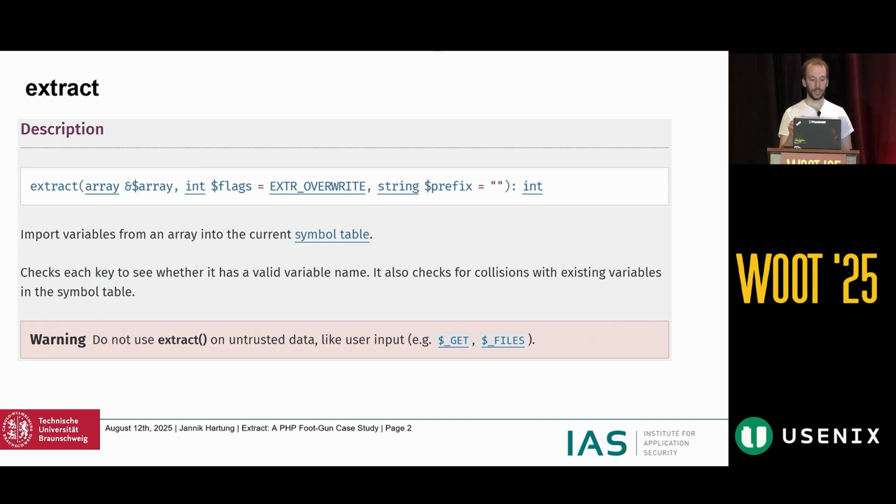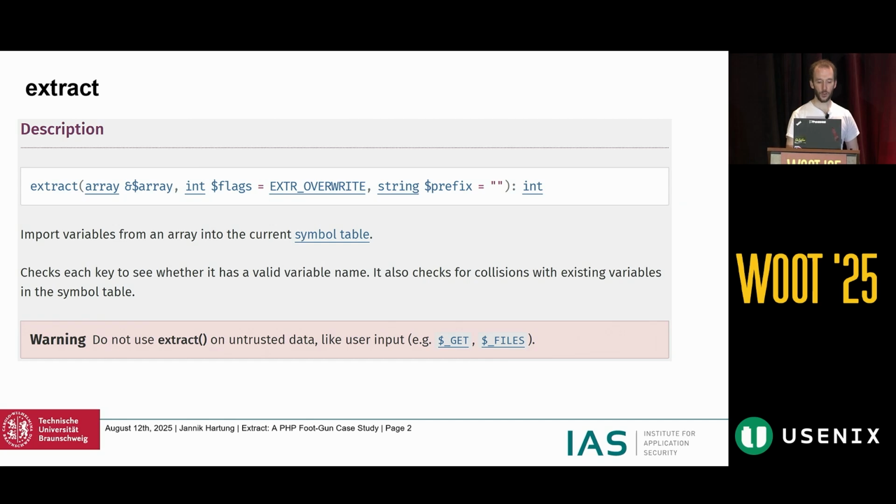And if you look at this warning, it says you shouldn't use it on untrusted data, like coming from a user over a GET request. And we were wondering why, and what could go wrong, and do people actually read the documentation, or are they just implementing stuff on their own? And that sparked this journey.